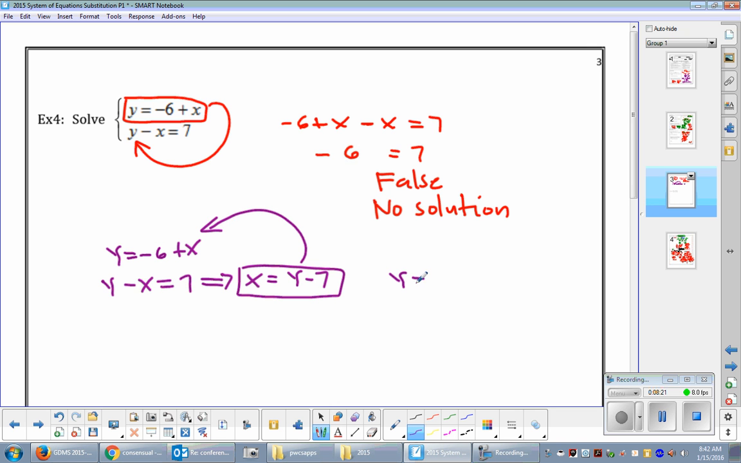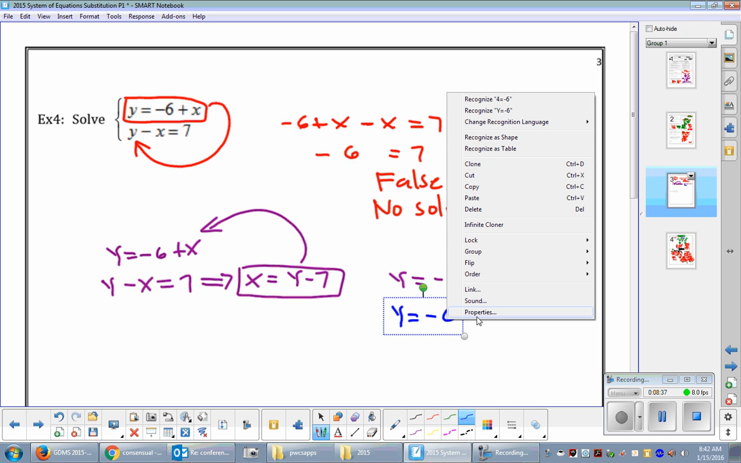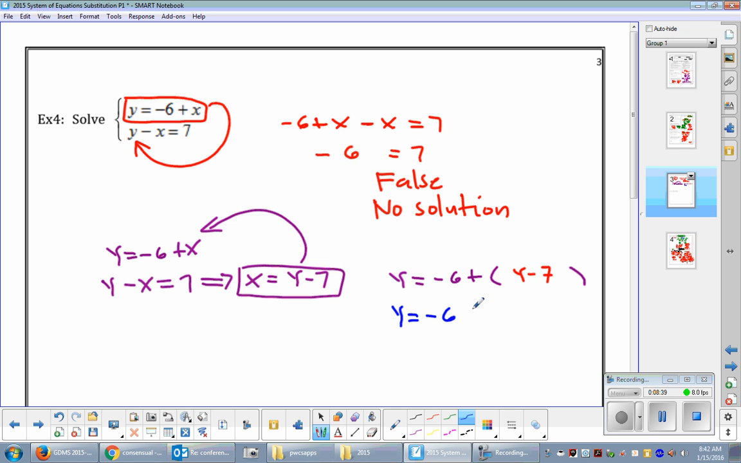You will have y equals negative 6 plus x, but x value is equal to y minus 7. So y minus 7, you'll get y equals negative 6 plus y minus 7. We can combine negative 6 and negative 7, which is equal to negative 13 plus y.